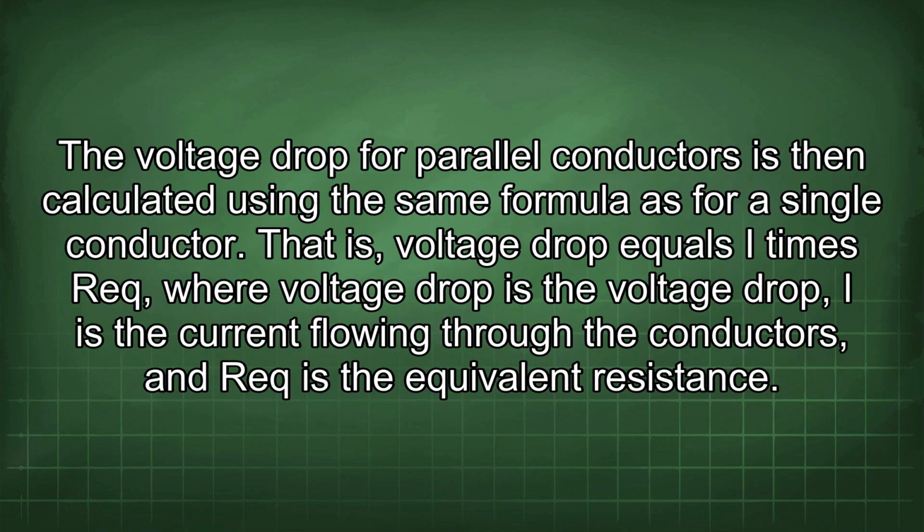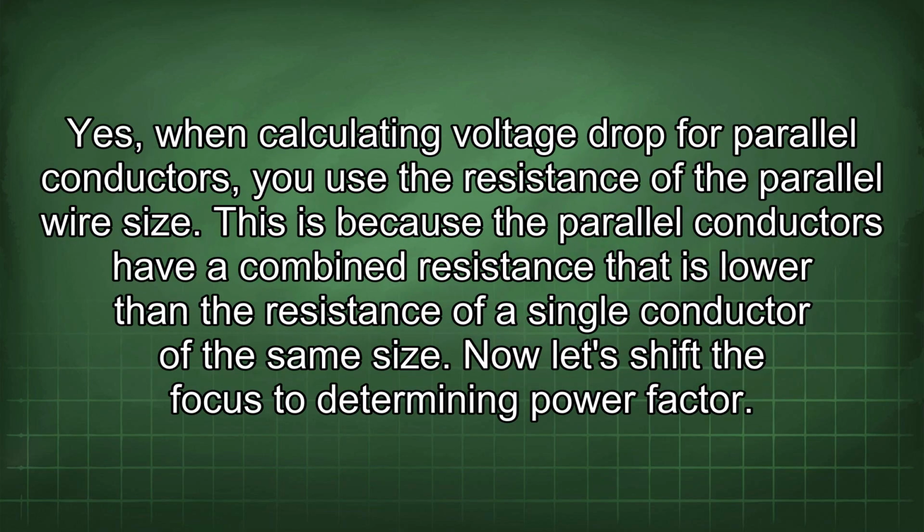The voltage drop for parallel conductors is then calculated using the same formula as for a single conductor. That is, voltage drop equals I times Req, where I is the current flowing through the conductors, and Req is the equivalent resistance. Yes, when calculating voltage drop for parallel conductors, you use the resistance of the parallel wire size. This is because the parallel conductors have a combined resistance that is lower than the resistance of a single conductor of the same size.